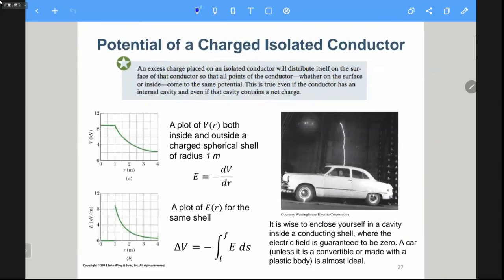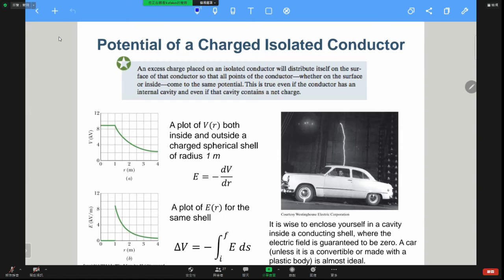So we have almost finished this chapter. Let's see: potential of a charged isolated conductor. An excess charge placed on an isolated conductor will distribute itself on the surface of that conductor, so that all points of the conductor, whether on the surface or inside, come to the same potential. This is true even if the conductor has an internal cavity, and even if that cavity contains a net charge.